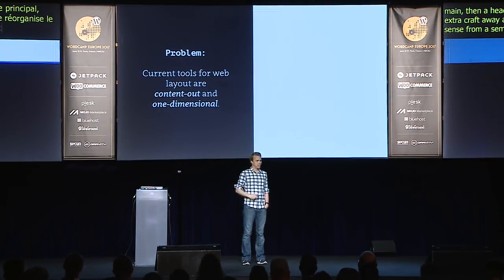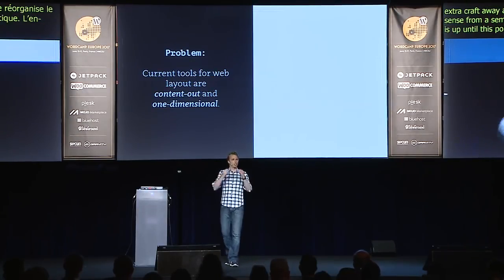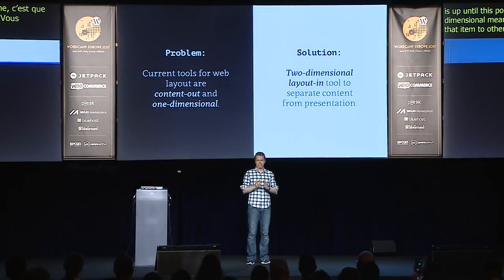The problem is, up until this point, all our layout tools have been content out and one-dimensional, meaning you apply a layout to an individual item, and then you have to relate that item to other things. What we need is a two-dimensional layout that works layout in. And that's what CSS Grid gives us.